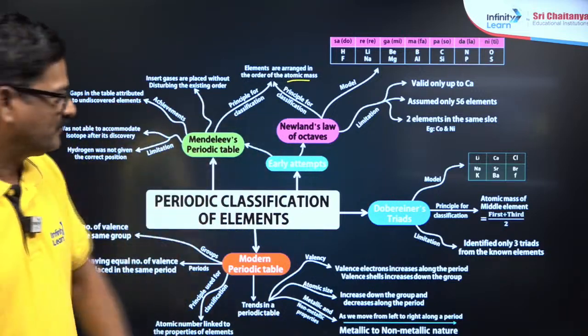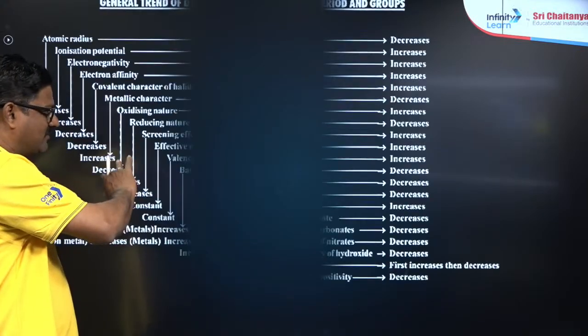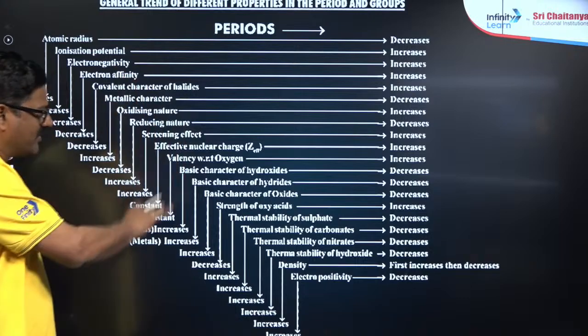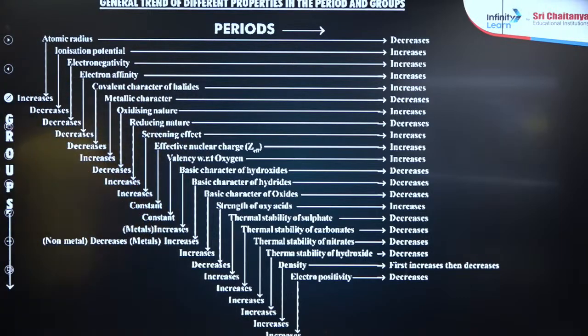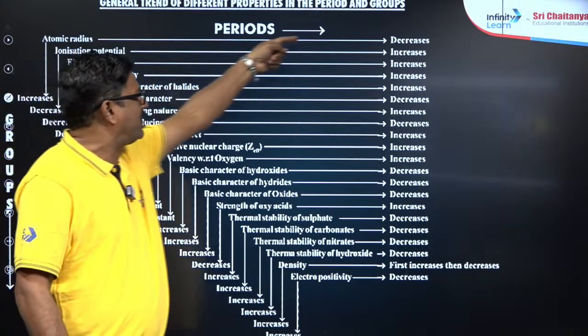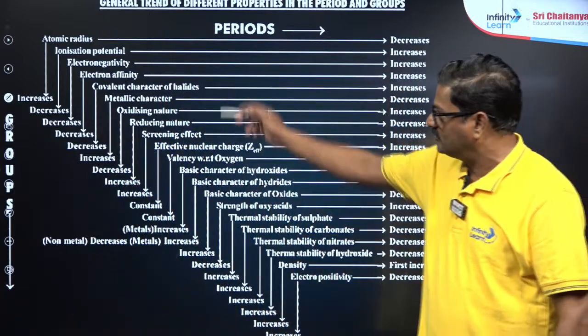Fine. Now let's talk about the total periodic properties, where you are going to get a question based on this only. Everybody take a snapshot. 3, 2, 1. Got it? So how do the atomic radius and other periodic properties increase or decrease across the period and down the group?